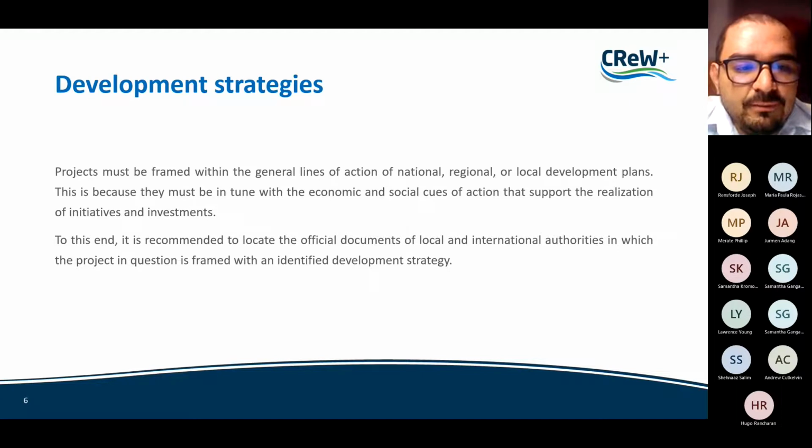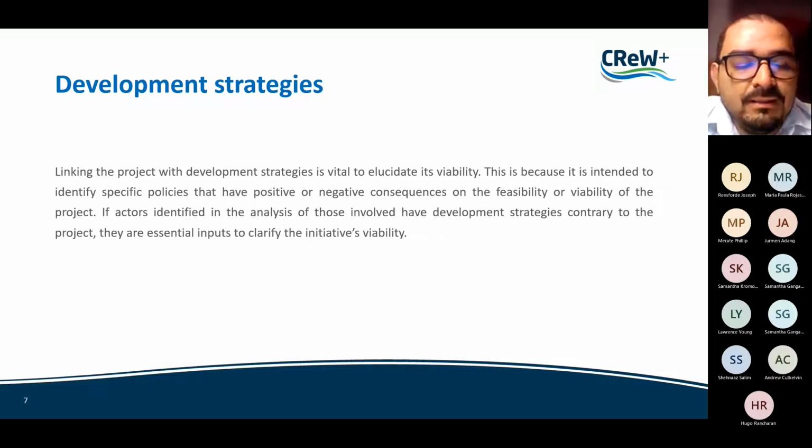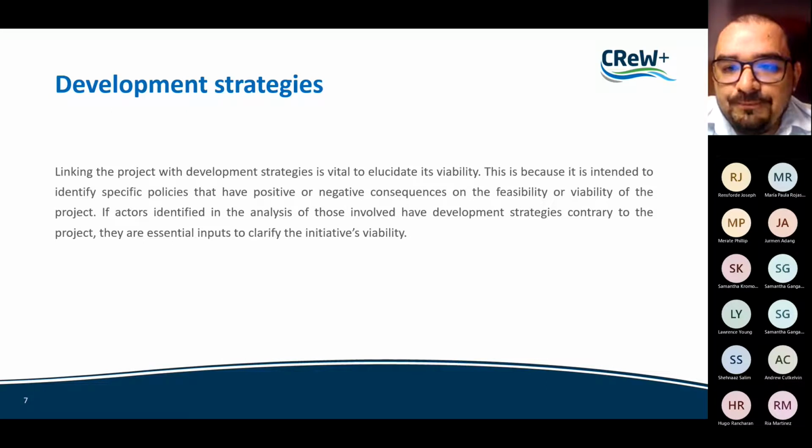To this end, it is recommended to locate the official documents of local and international authorities in which the project in question is framed with an identified development strategy. Linking the project with development strategies is vital to elucidate its viability. This is because it is intended to identify specific policies that have positive or negative consequences on the feasibility and viability of the project. If actors identified in the analysis of those involved have development strategies contrary to the project, they are essential inputs to clarify the initiative's viability.